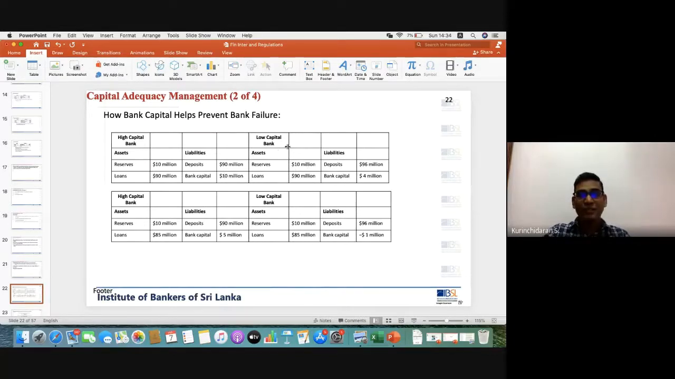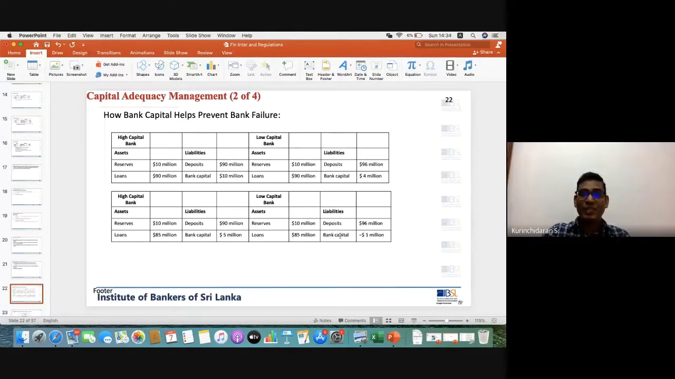But think of the low capital bank. On the asset side, you can see reserves of 10 million and loans of 90 million, but on the liability side, you can see deposits of 96 million and bank capital of only 4 million. How much bank capital? Only 4 million. Then take the same example: 5 million worth of loans became bad. Now you are going to make a loan loss provision, so your loans decline to $85 million.